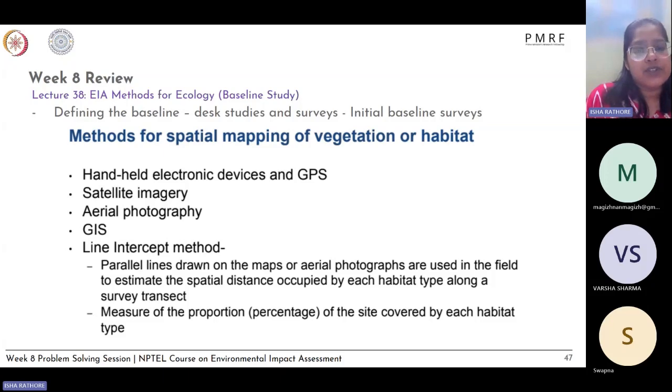Then methods for spatial mapping of vegetational habitat. So these can include handheld electronic devices on GPS. You can also use satellite imagery, aerial photography, GIS, line intercept method.